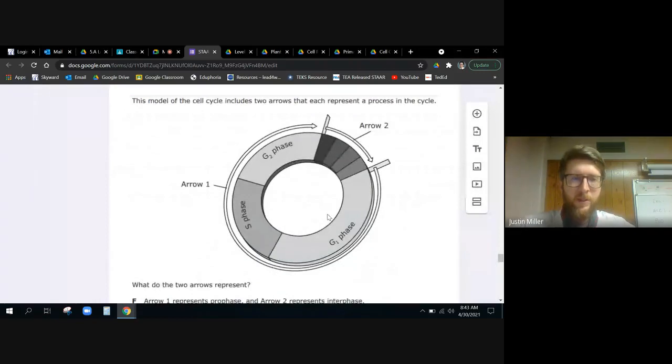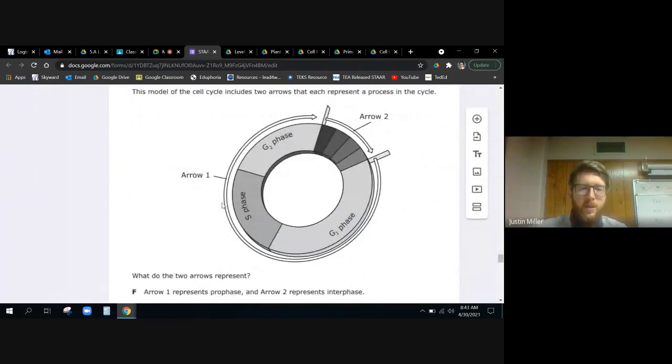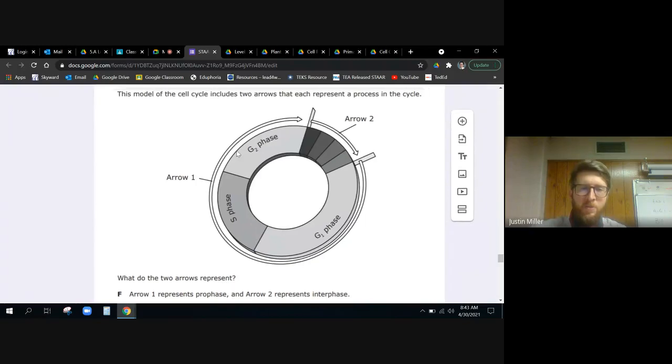All right. What do the two arrows represent? We've got arrow one, which is this big arrow that goes over these, and then arrow two, which goes here. You don't have to know what both of them are. You only have to know what one of them is. If you know that one, you can get the answer. So let's look at arrow two.